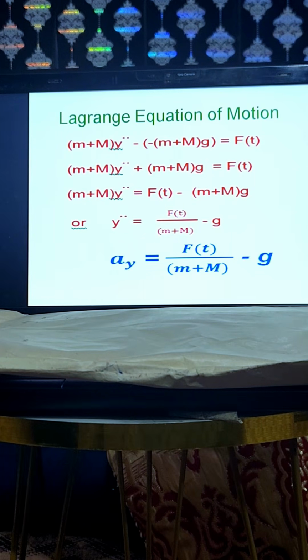Here y double dot is the acceleration along the y-axis, which depends on the mass of the system and the force applied by the motor, which is f of t. Here g is the acceleration due to gravity, which is constant.